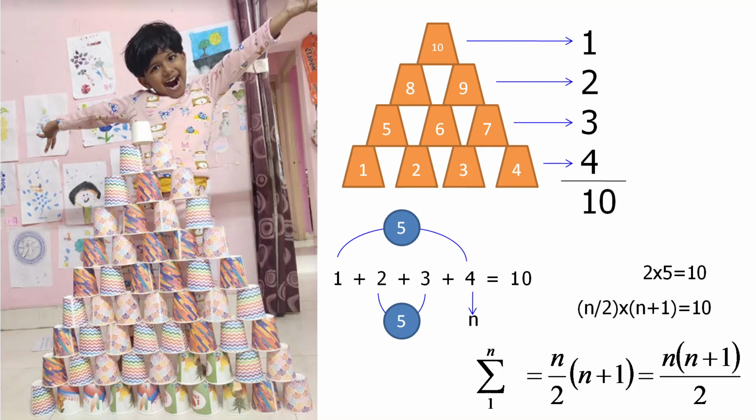If n is equal to 5, the total number of cups will be 5 into 5 plus 1, which is 6, divided by 2. 5 into 6 is 30, divided by 2 is 15. So you just try to make a column like this, and you will easily understand that this formula holds good for even as well as odd numbers of layers.